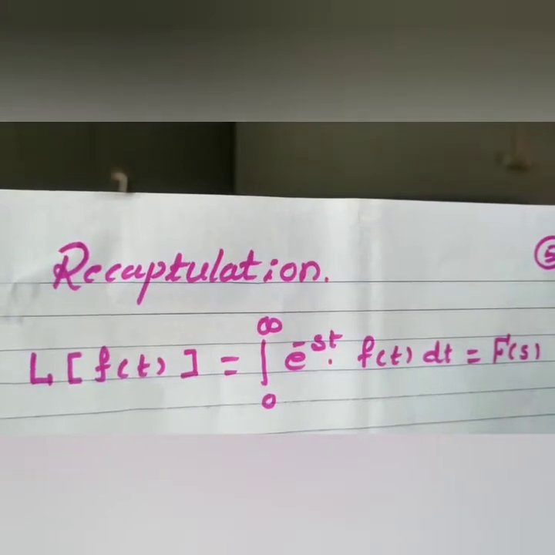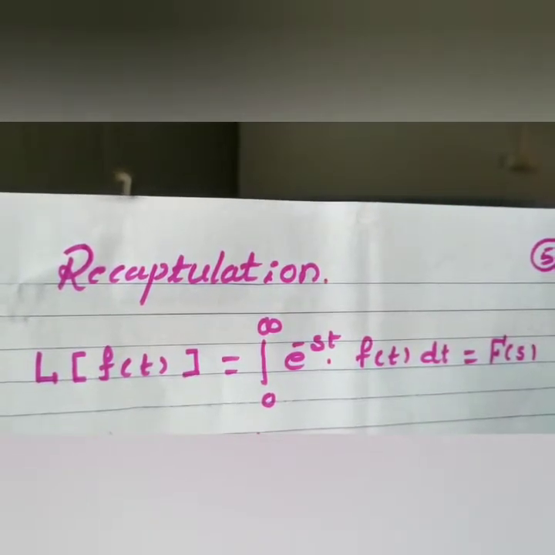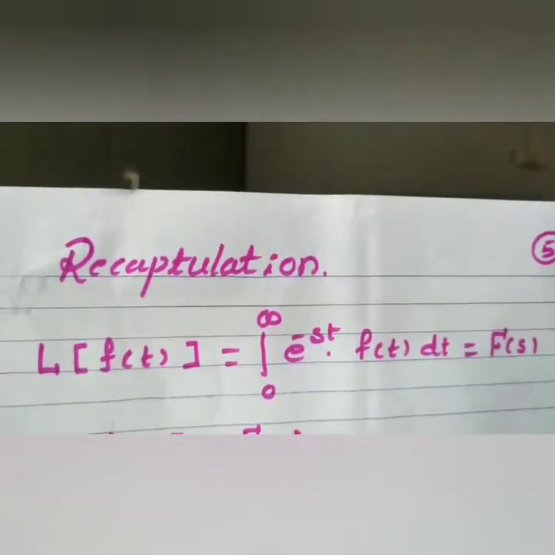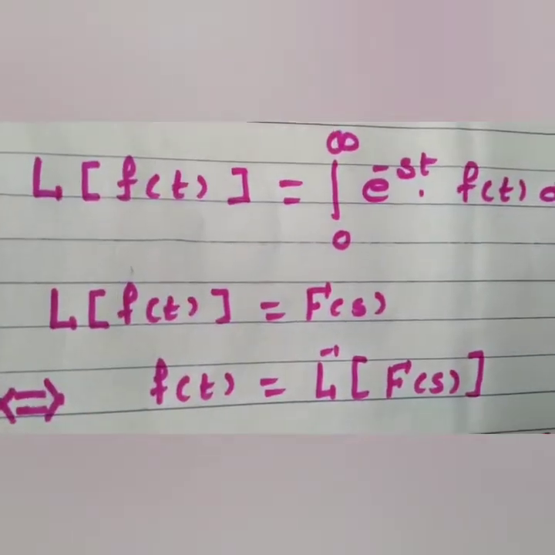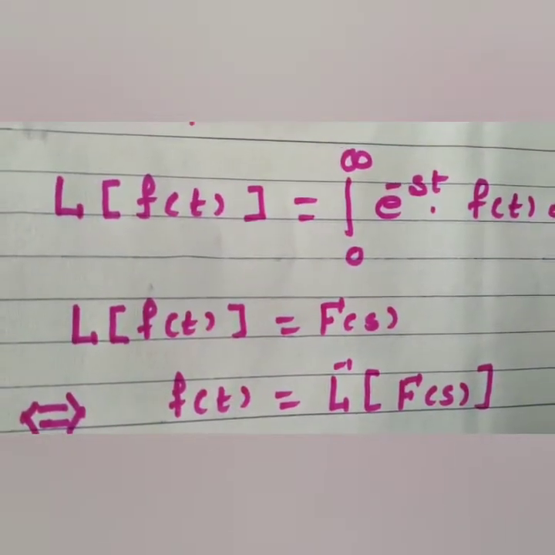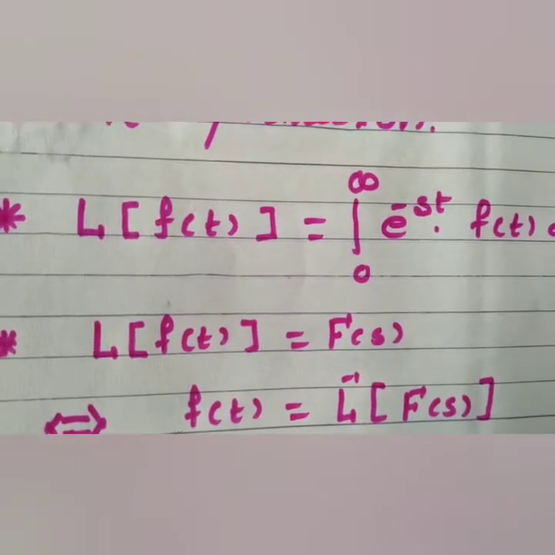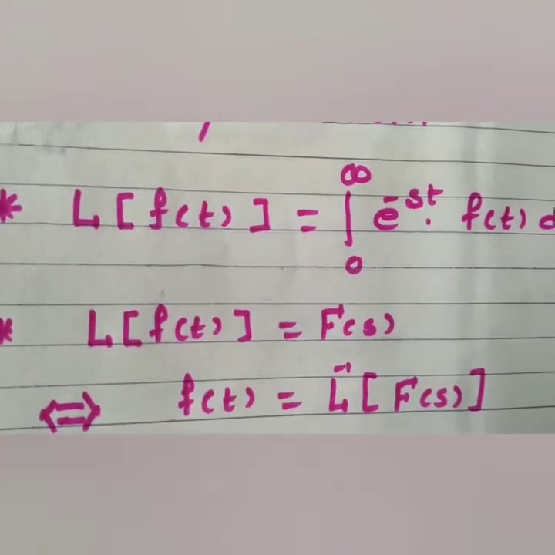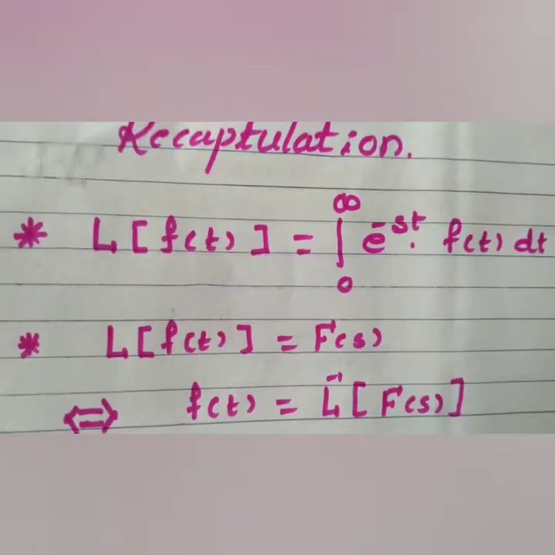L of f of t is equal to integration from 0 to infinity e raised to minus st into f of t dt. It can be denoted also as F of s. From this, L of f of t is F of s. Then f of t means L can be taken from LHS to the RHS. L becomes L inverse. There is already F of s. Therefore, f of t is L inverse of F of s. It is inverse Laplace transform.